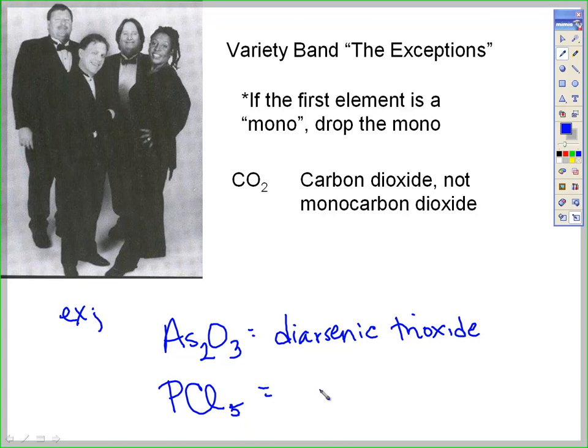Okay, try that one. Did you get phosphorus pentachloride? Good. So the rules for writing the names for covalent compounds are really, really easy as long as you keep track of knowing what the rules are and keeping track of the exceptions as well.